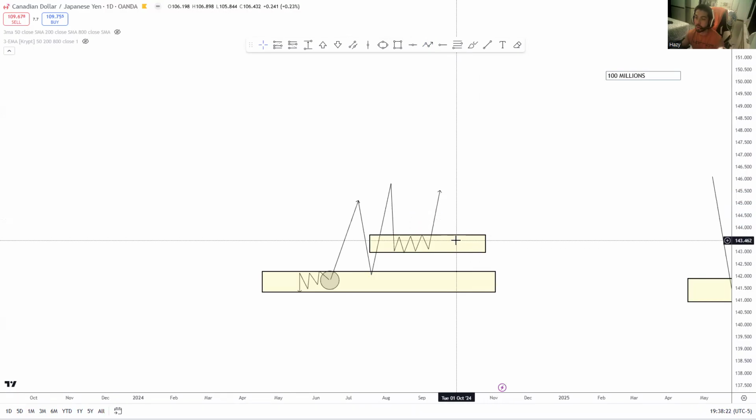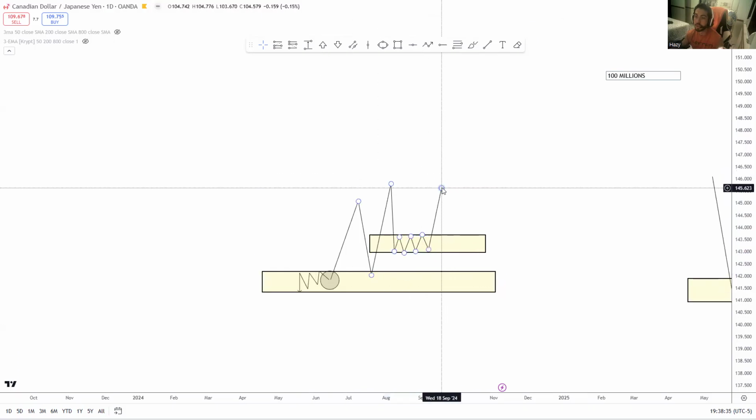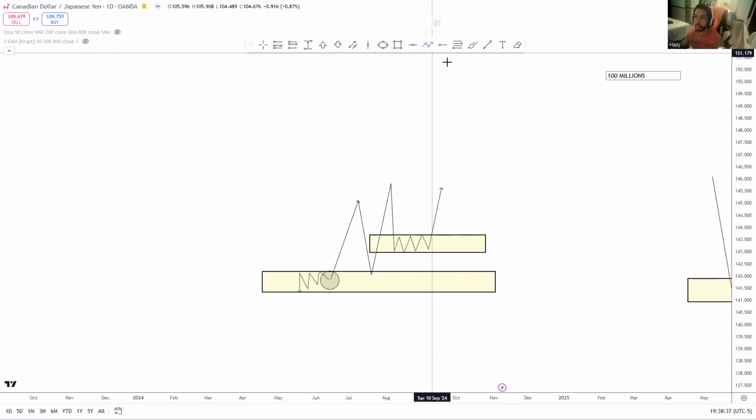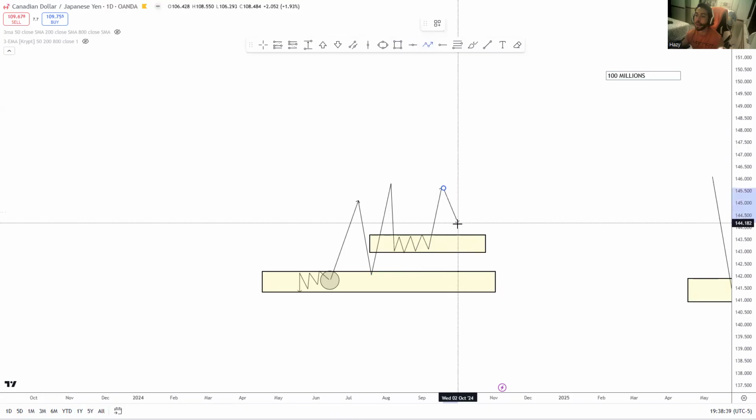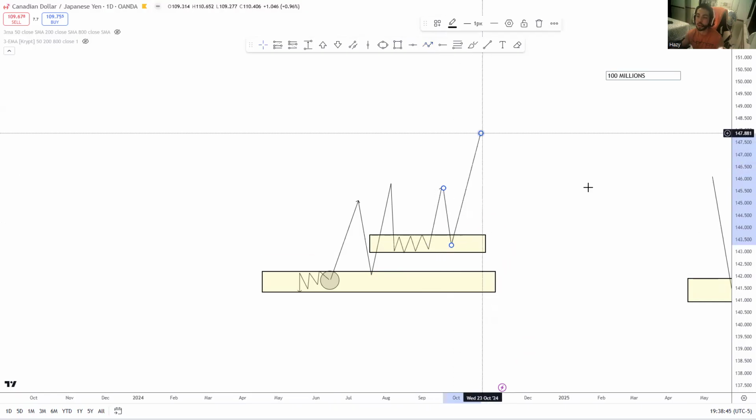We can expect that price should come back for the orders that, let's say, Vanguard or BlackRock or any of these institutions have pending right over here, because, like I said, they don't put all their money at once. So we can expect price to come back, fill all of these orders that are inside of this demand zone, to continue to the upside.